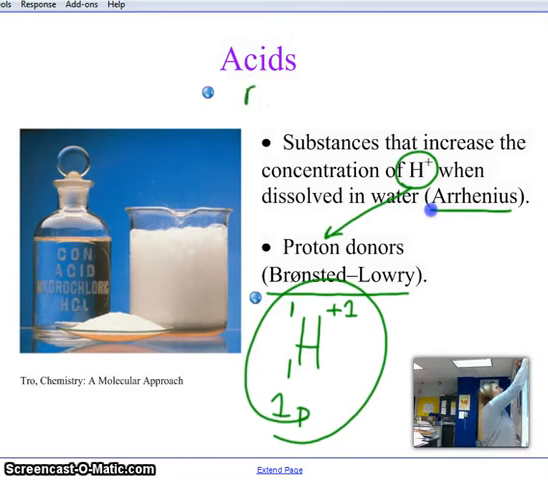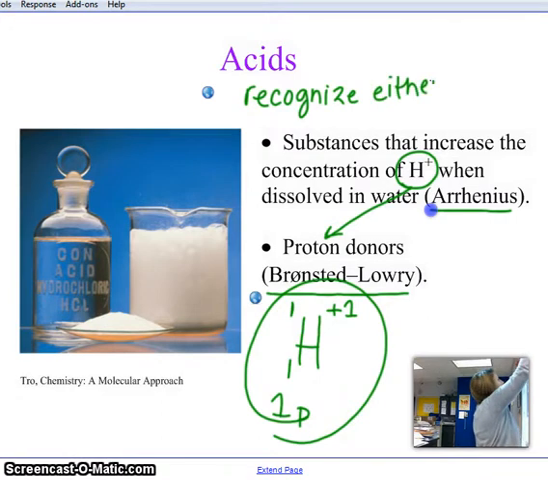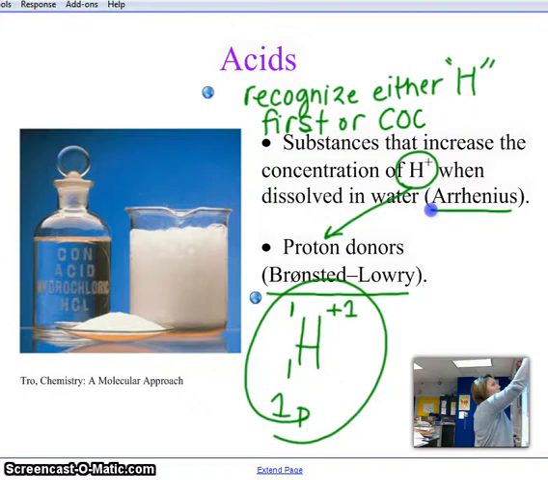The way that you recognize acids is that they either have H first, or they have their organic acids, which are all weak acids, and they have the COOH group at the end of their name. So that's how you can recognize an Arrhenius or a Bronsted-Lowry acid. They are really the same thing, okay?